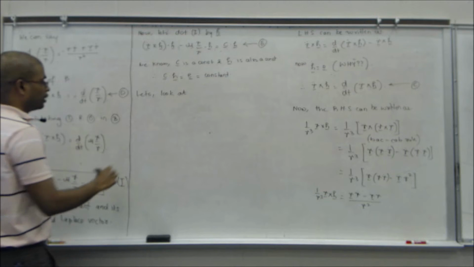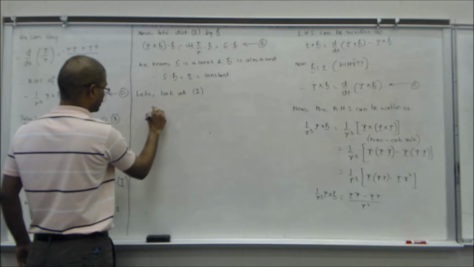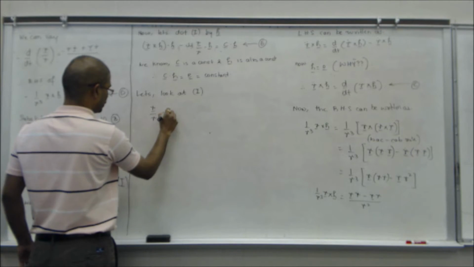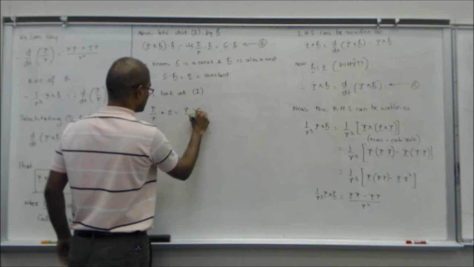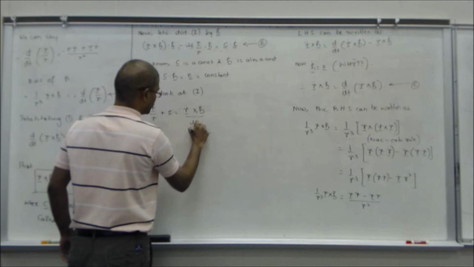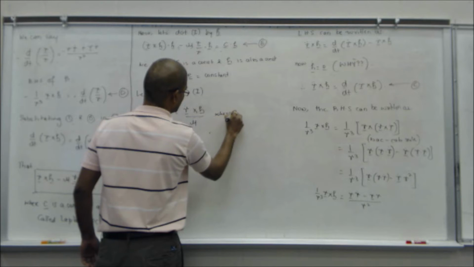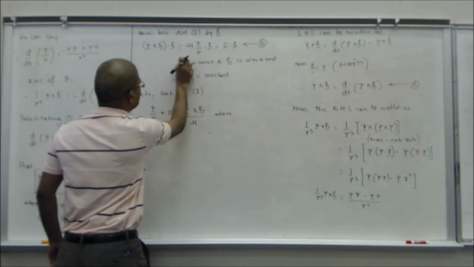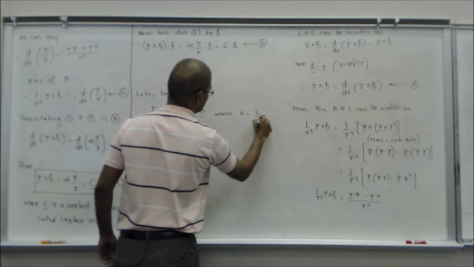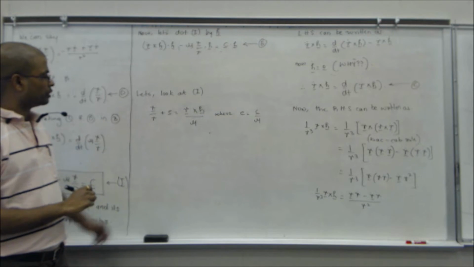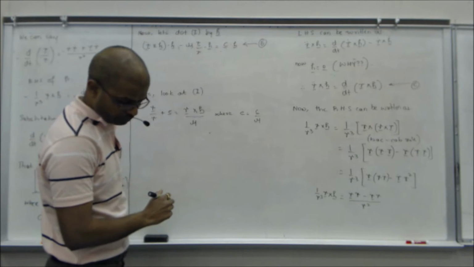Look at one. What you have here is vector R over R plus E is equal to, for now, let's not do this, okay? Where E is simply C over mu. Correct? So C over mu is, again, a constant because C is a constant and mu is a constant. Okay? So you have that.